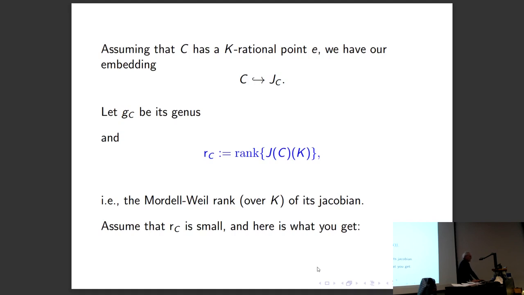Now, we'll take C, such a hyperelliptic curve, assume it has a k-rational point, and embed it via that point into its Jacobian. So gC is its genus, and rC is the rank of that Jacobian. And we're assuming that rC is not only less than the genus, which is what Chabauty would assume, but we might assume that it's a little bit smaller.